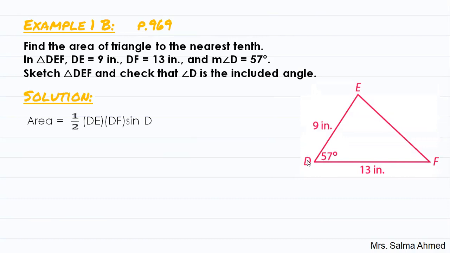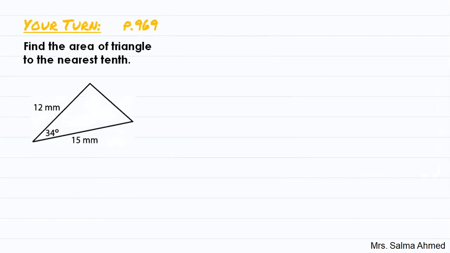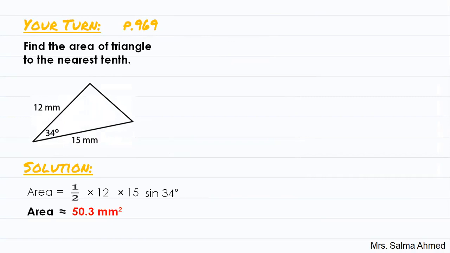I'm going to directly substitute in our formula. It will be half side DE times DF sine 57 degrees. So it will be half times 9 times 13 sine 57. It gives me 49.1 inch squared to the nearest tenth. Another example. Here we have this triangle and I need to find the area. So I have these 2 sides and the included angle. So I'm going to directly substitute, which is area equal half times 12 times 15 sine 34. It gives me 50.3 millimeters squared.